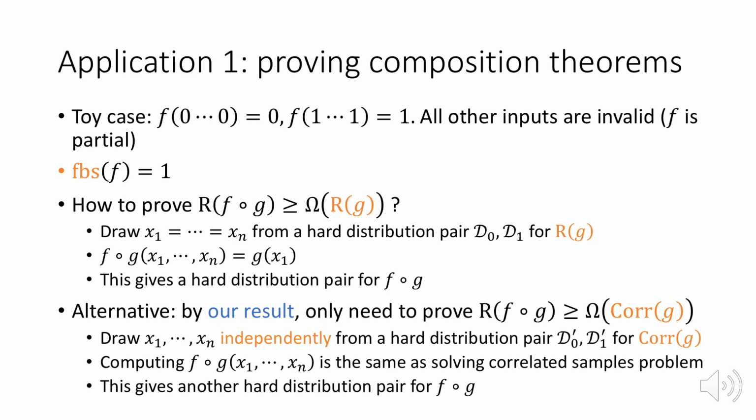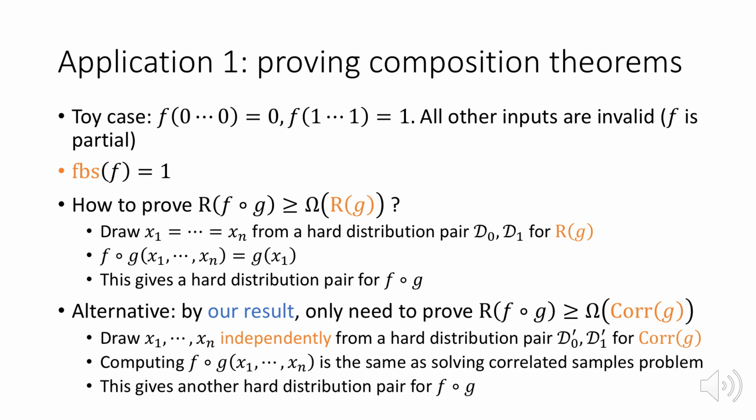Now we draw all the inputs independently from this hard distribution pair, and if you think of these inputs as the multiple inputs in the correlated samples problem, you will see that computing the composed function is essentially the same as solving the correlated samples problem, which is indeed hard because we picked a hard distribution pair for core of g. This gives another proof.